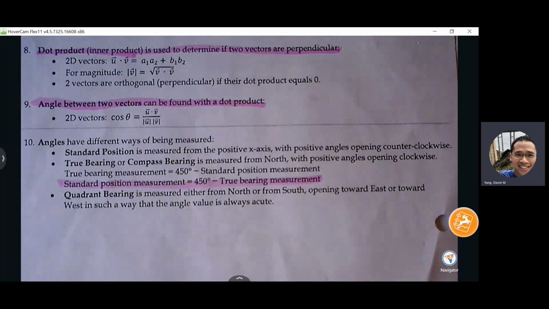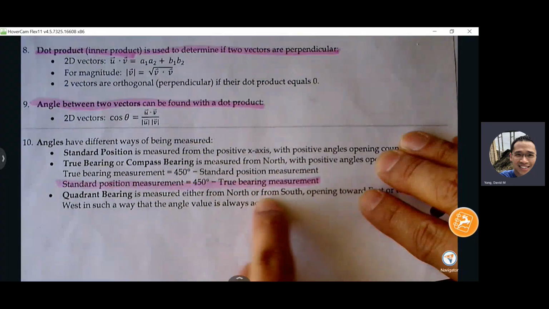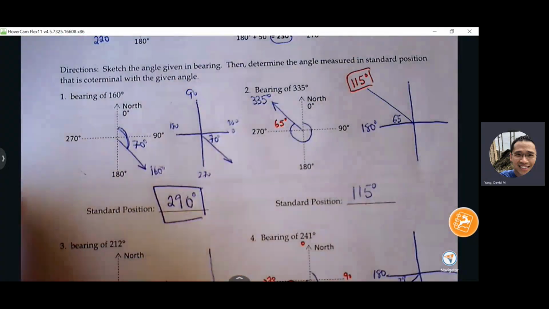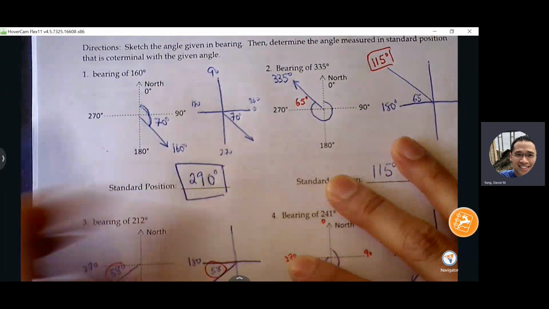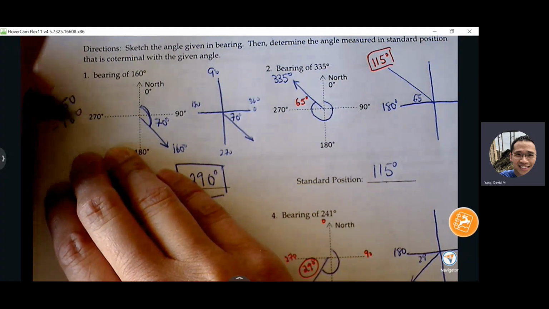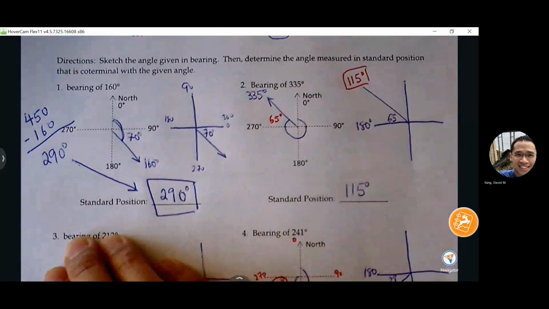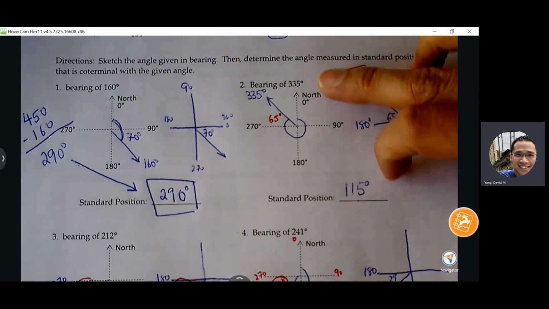So for 1 through 4, let's just see if this formula works. I think it's great to know both ways of doing it. That way, depending on whether you're trying to graph it or whether you're trying to just get to a degree measure, you can also use both just to confirm your understanding. Okay, so 450 minus the true bearing will get you to your standard position. So in our calculator, we can try that here. Our bearing is 160. I'm trying to get to my standard position. I do 450 minus 160, and that'll get me to 90. Bearing of 335. I want to get to standard position.